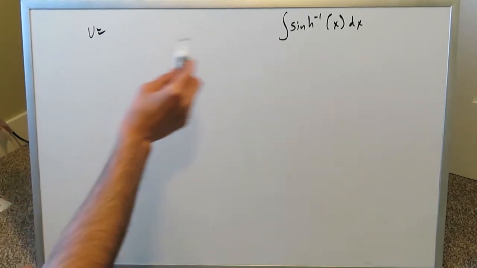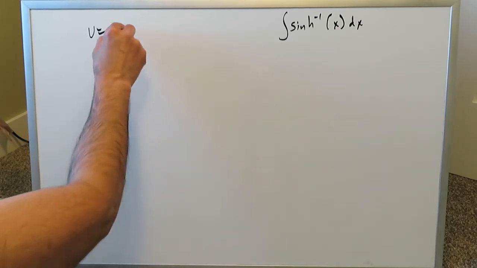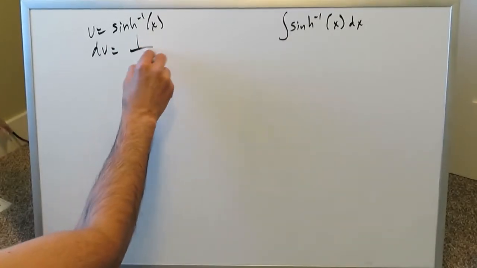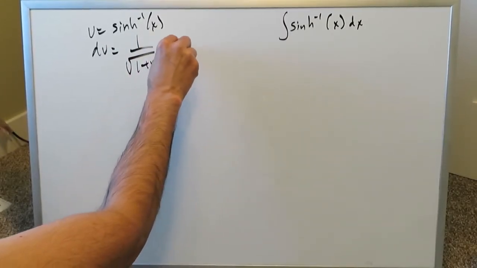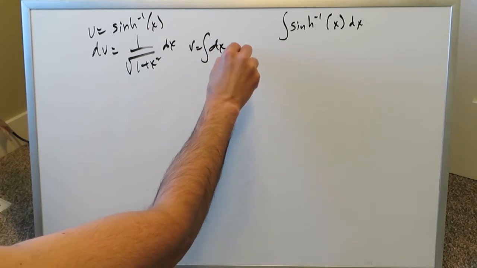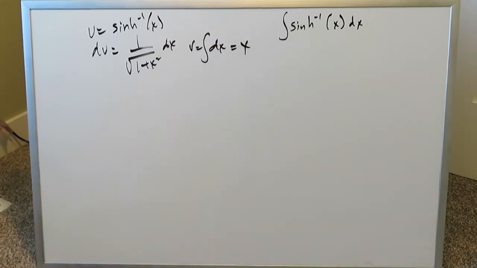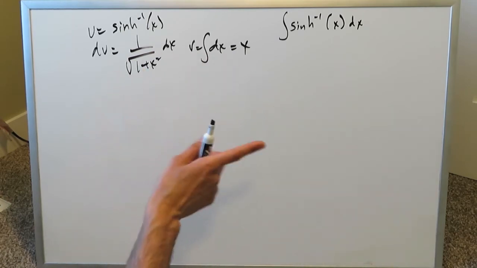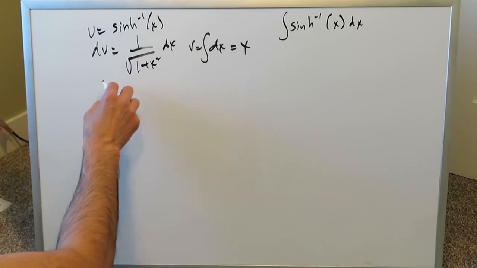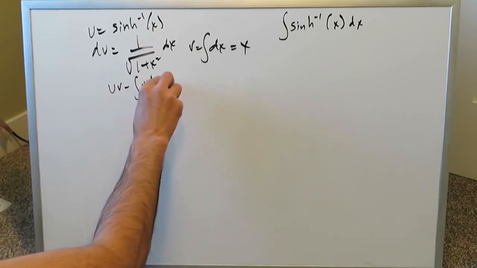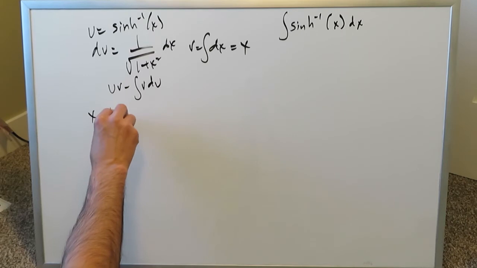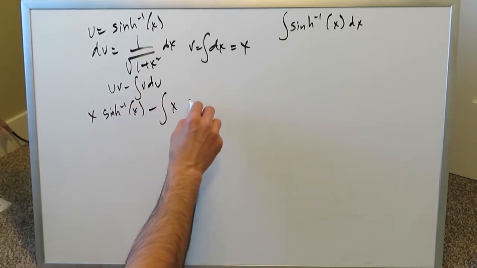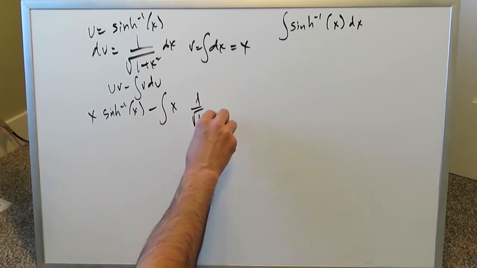If u is equal to your function, the inverse hyperbolic sine, du is equal to the derivative of this, which you now know as 1 over root 1 plus x squared dx, and v is the integral of what remains right here, x. You know this, you've seen this. This technique is excellent for inverse trigonometric and inverse hyperbolic antiderivative formation. uv minus integral v du, you'll have an x, you'll have an inverse hyperbolic sine x minus the integral of x, du is 1 over root 1 plus x squared dx.